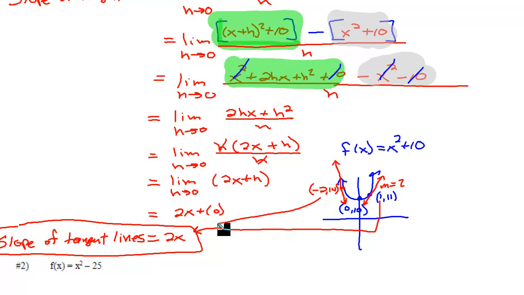Take negative 2, put it into the slope. 2 times negative 2 is negative 4. This line has a slope of negative 4. One more. What about right here?